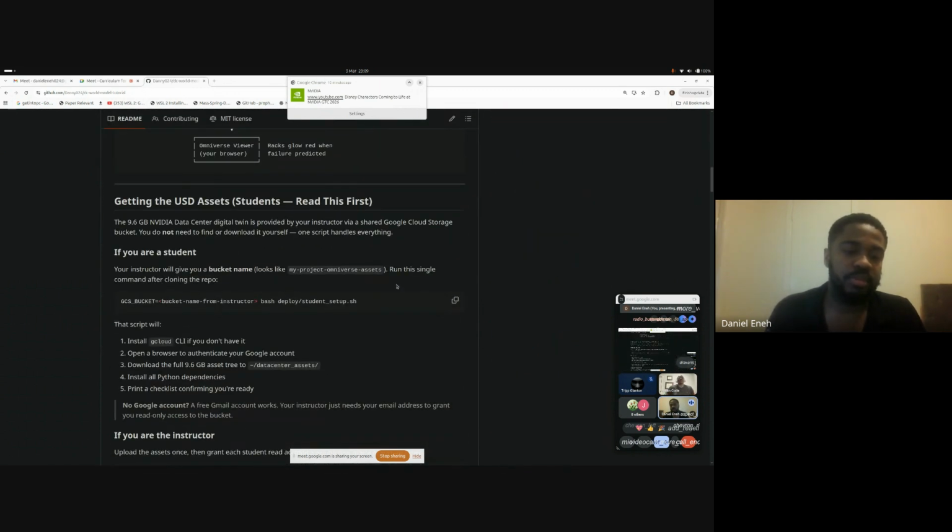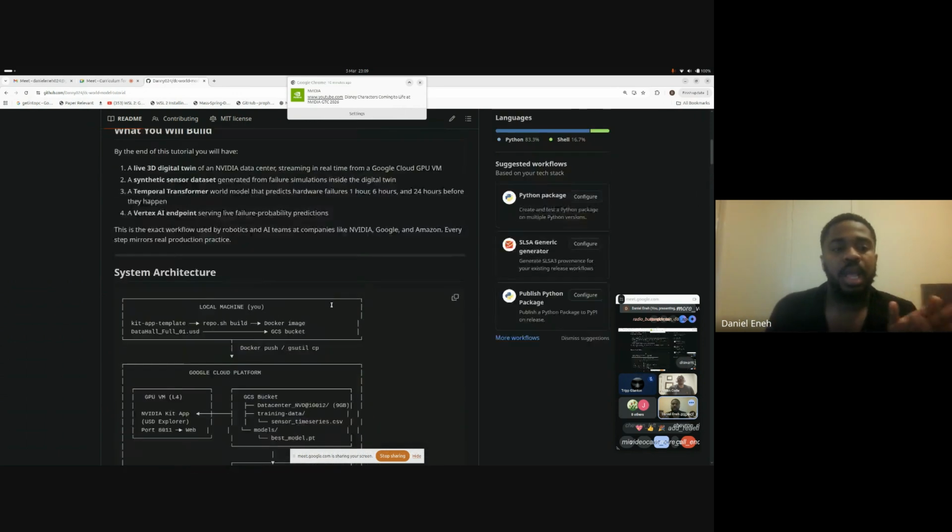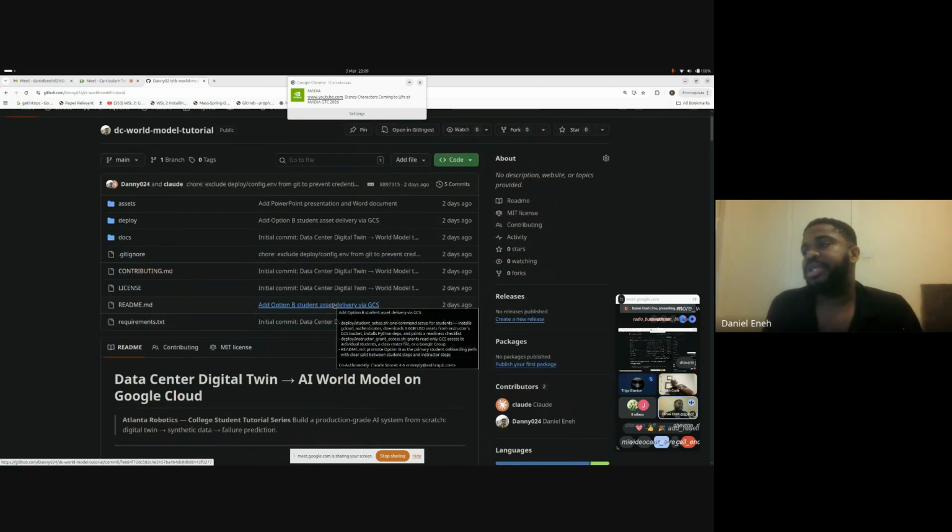Windows will run with .bat. That's a bat script. But this is .sh, which is for the bash shell. So you can run it on Windows if you create the subsystem on your Windows. So first thing, you need to know: why are we creating a digital twin for a data center?